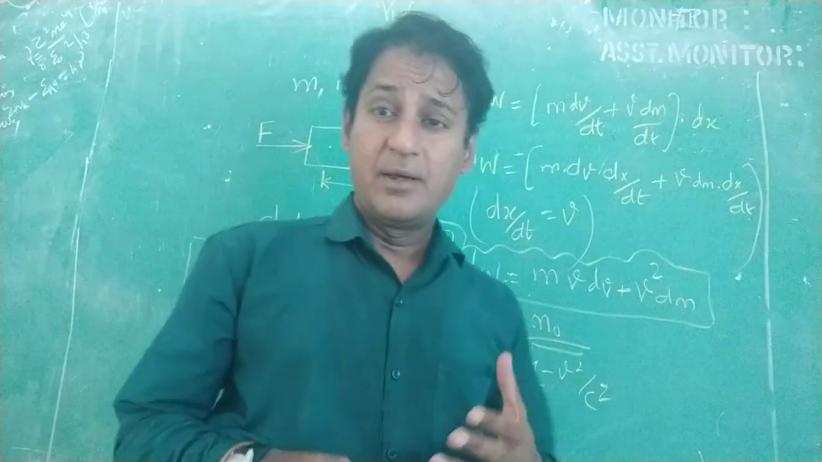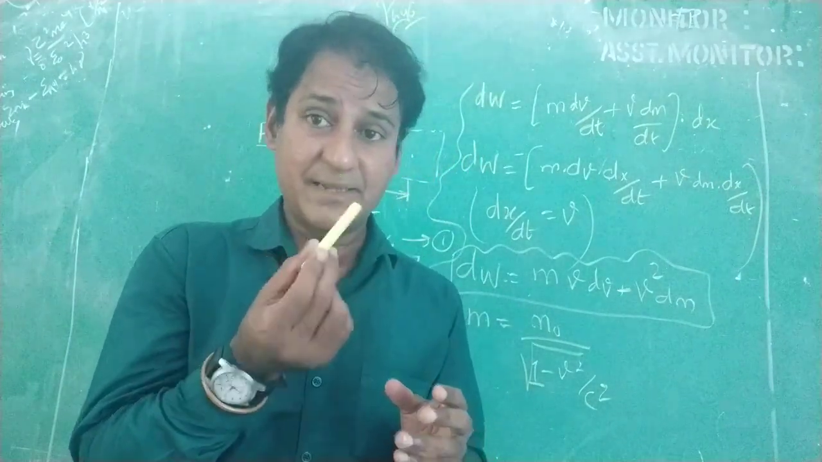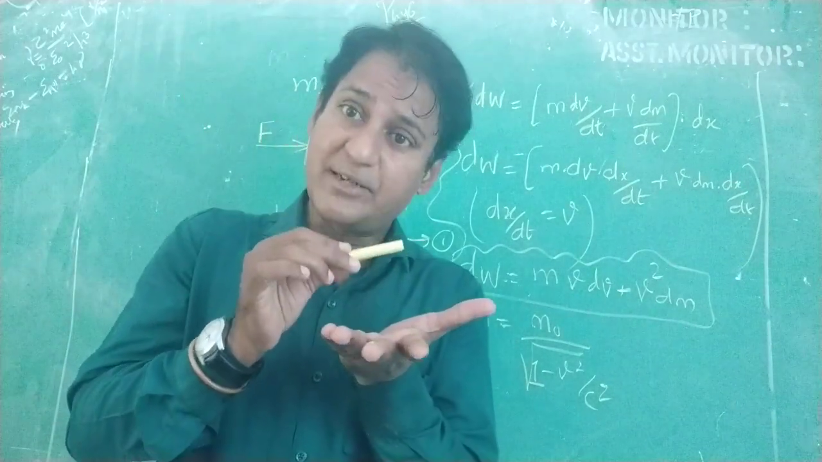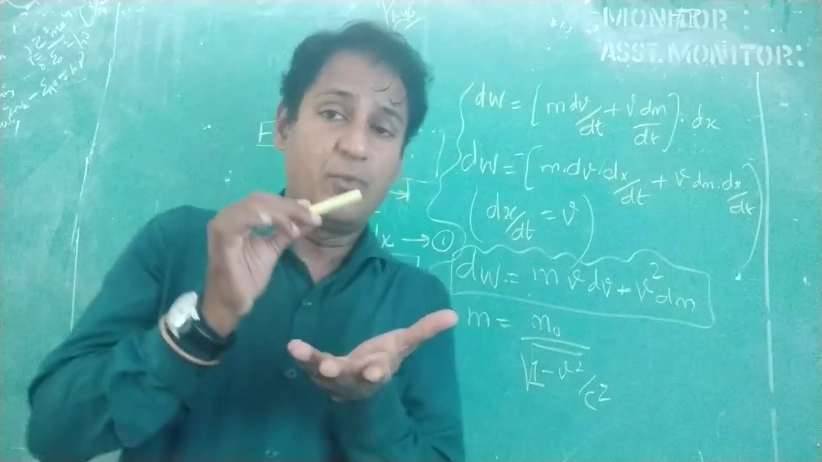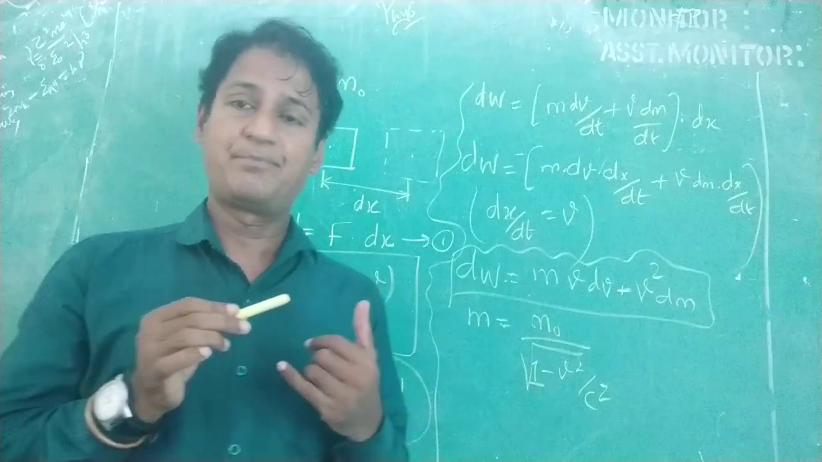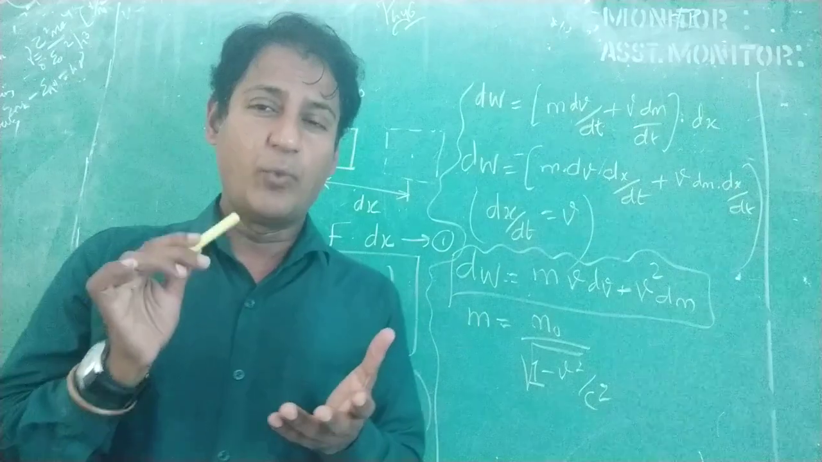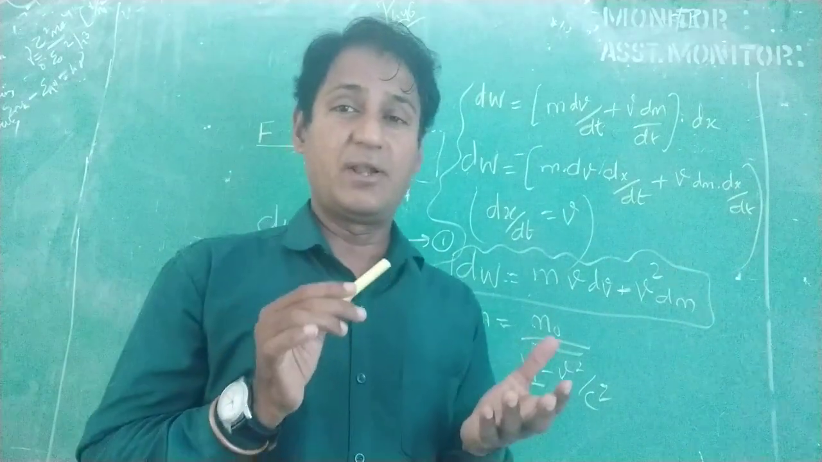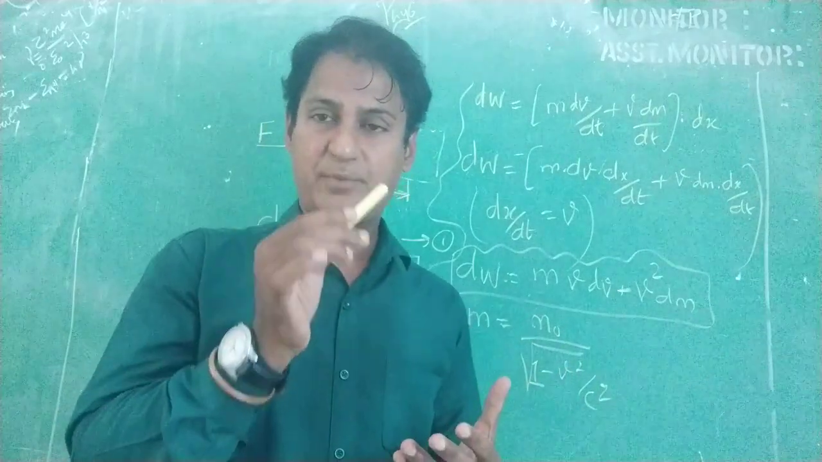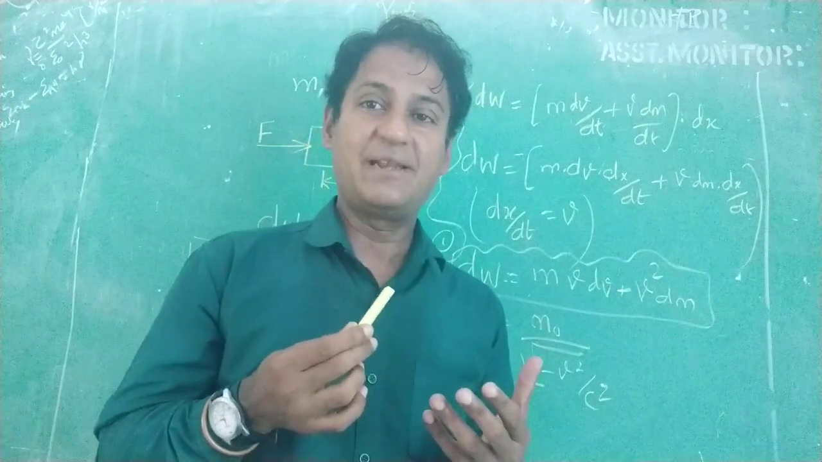What is this? Actually, whenever a body moves, for example, if this chalk piece has a mass m, and if this chalk piece was at rest, it has the mass m naught, but when it was moving with a velocity v, it has the same mass. But when this body is moving with a velocity of light, certainly the mass of that chalk piece will vary, that is, it will increase, would have slightly increased, right?